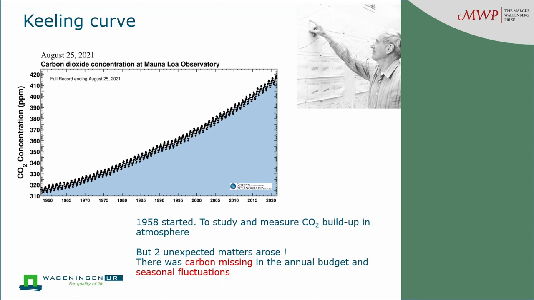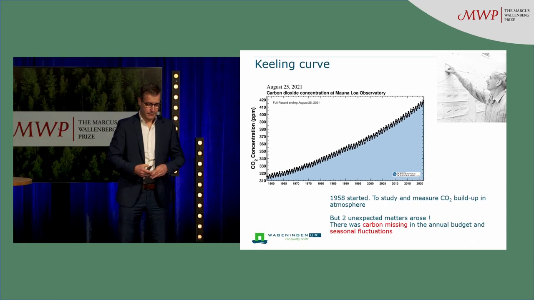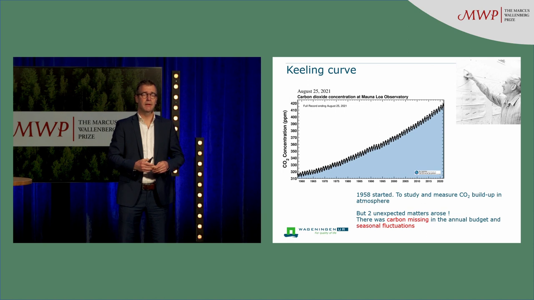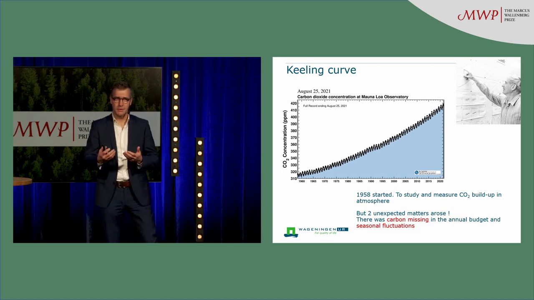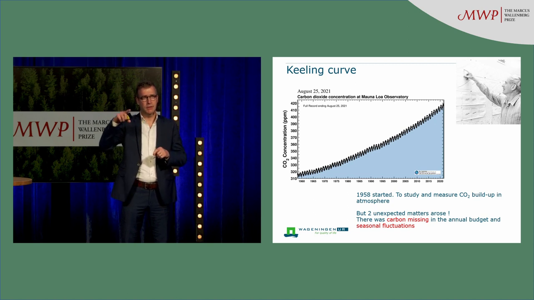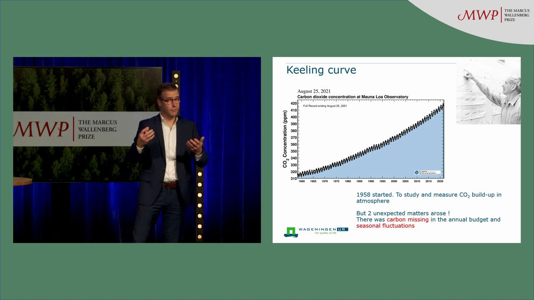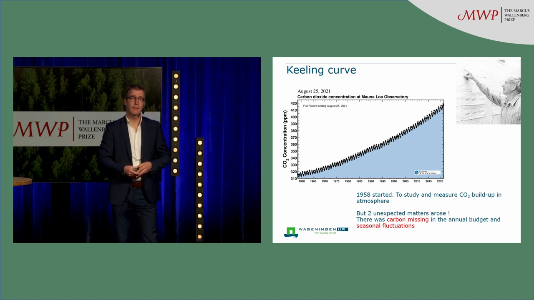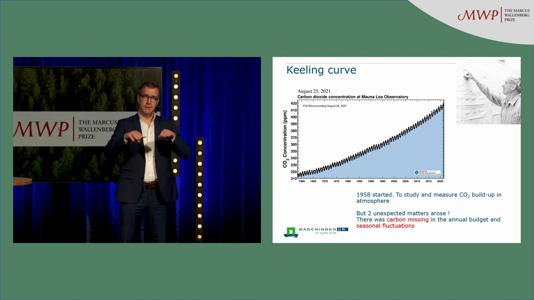This graph, you will have seen many times, I guess. This is the buildup of carbon dioxide concentration in the atmosphere, as measured by David Keeling, starting in 1958, now reaching something like 410 parts per million. It's not the curve so much which I want to point at, but there were a couple of surprises that came out of it. One of the surprises was the seasonal fluctuations, which you see in the graph. Apparently the northern hemisphere and the northern forest had a real impact on the carbon dioxide in the atmosphere. And the second was that they knew the emissions from fossil fuels pretty much.